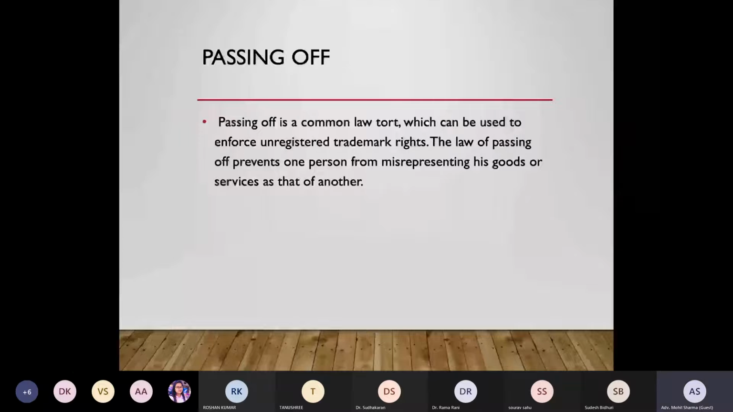Likewise, there is a concept of passing off. Passing off is a common law tort. There is no such provision in the Trademark Act for passing off, which can be used to enforce unregistered trademark rights. So all in all, if you want to seek a remedy for a registered trademark, you have to enforce your right for infringement. And if you have an unregistered trademark and still want to seek a remedy, you have to go for passing off.